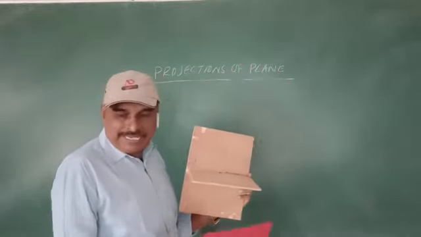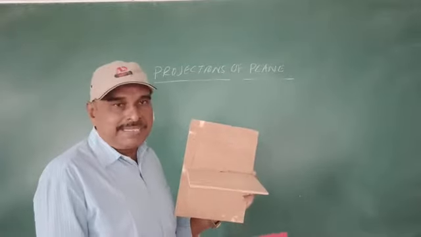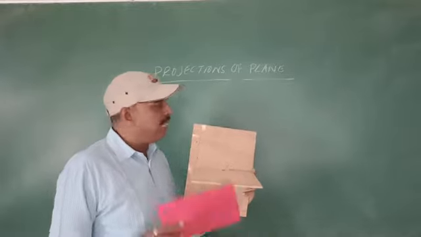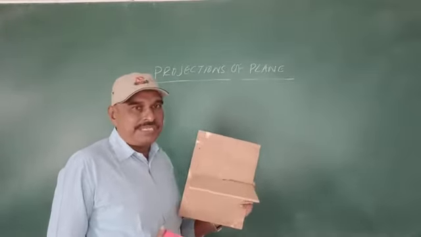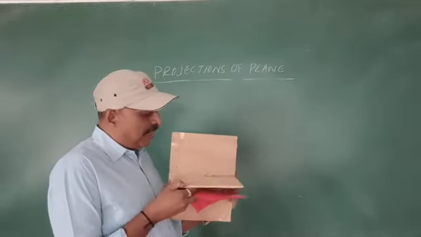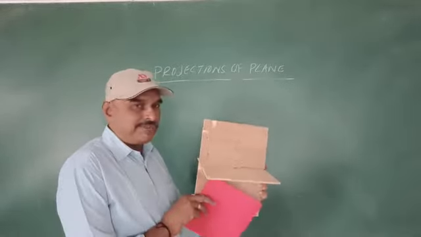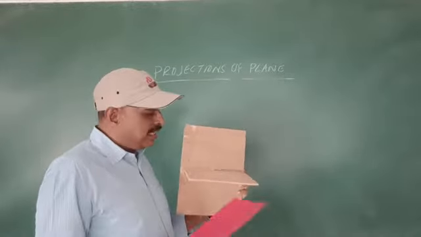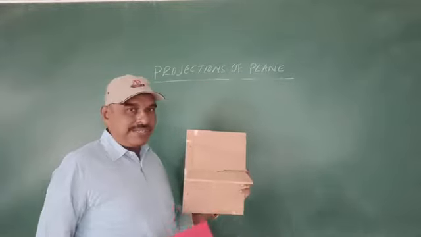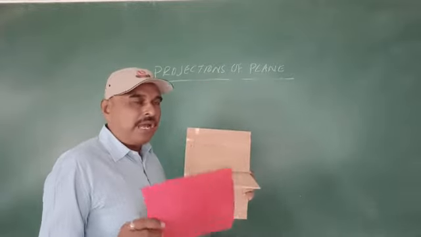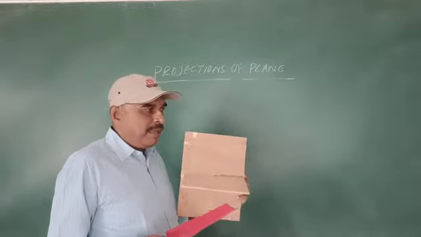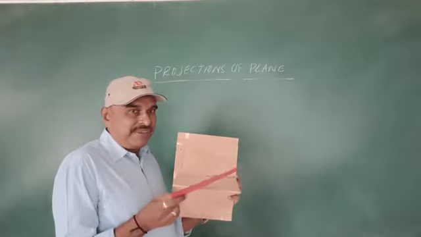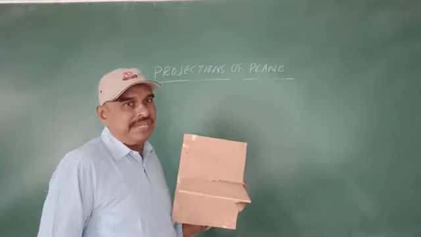Now by placing these planes in the first quadrant and obtaining the projections, that is projections of plane. You know the first quadrant is here, and the observer is always observing from the right-hand side. Now the object is placed in the first quadrant and we obtain projections. What are the various positions in which a plane surface can be placed in the first quadrant?